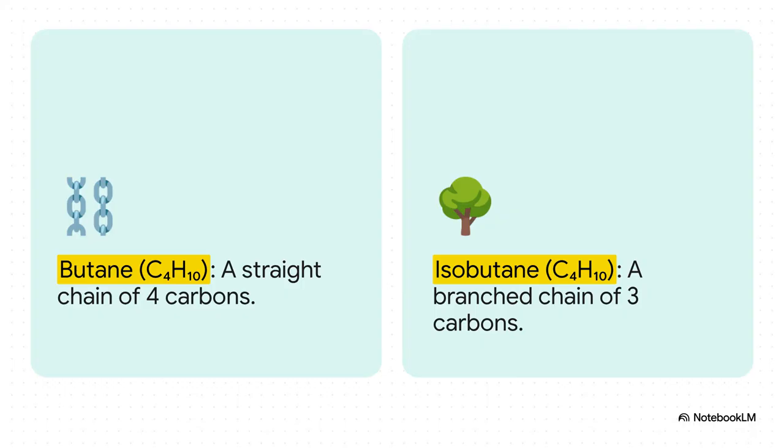So first up, we've got chain isomerism. Check out butane and isobutane. They're both C4H10. Butane is just a simple straight line of 4 carbons. For isobutane, all we did was pluck one of those carbons off the end and stick it on the side, creating a branch. Same parts, completely different carbon skeleton.